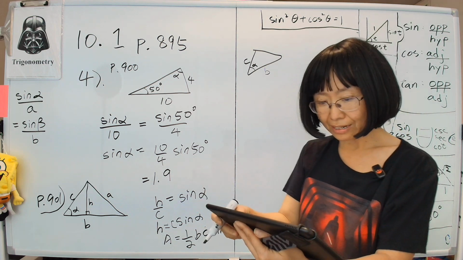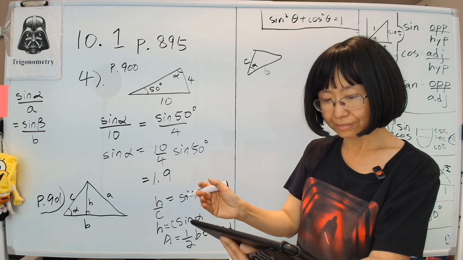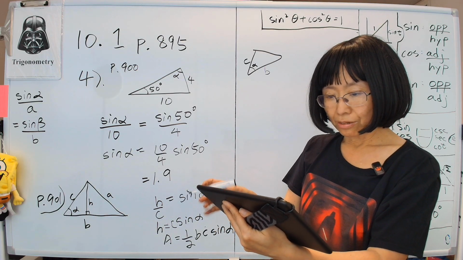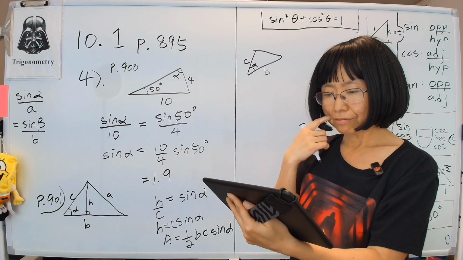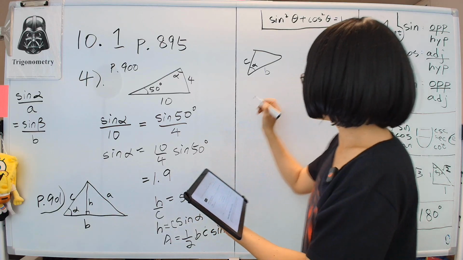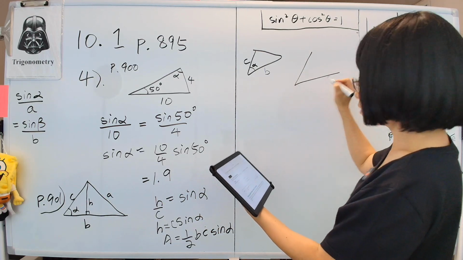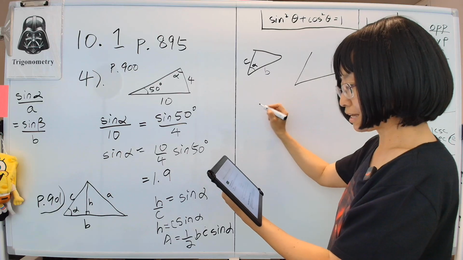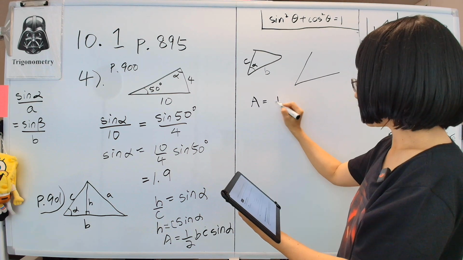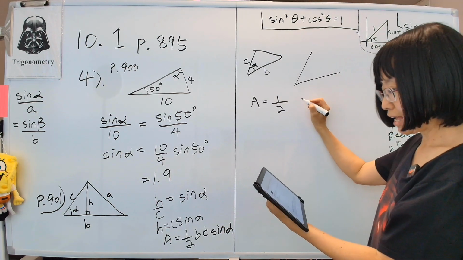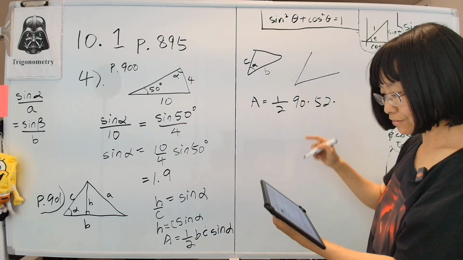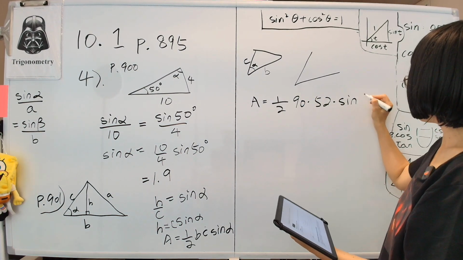All right, so having said that, let's try one of these things. Example 5 at the bottom of the page. We have a triangle with two sides and then an angle. We're supposed to find the area. Then area equals 1/2 times the first side, which is 90, times the second side, which is 52, times the sine of whatever angle's in between. And the angle is 102 degrees.